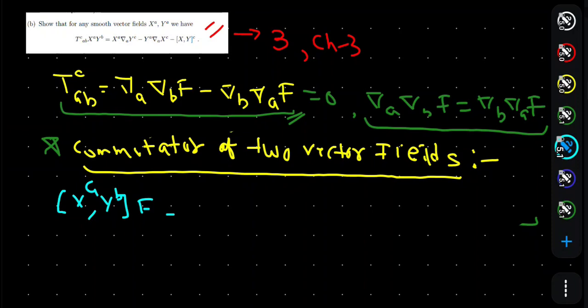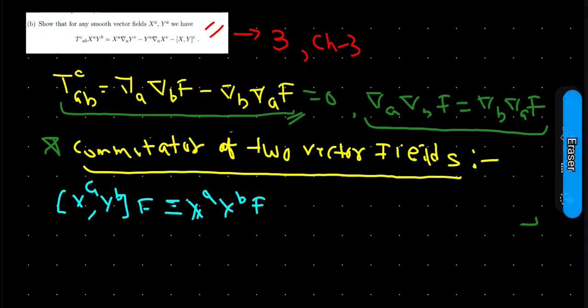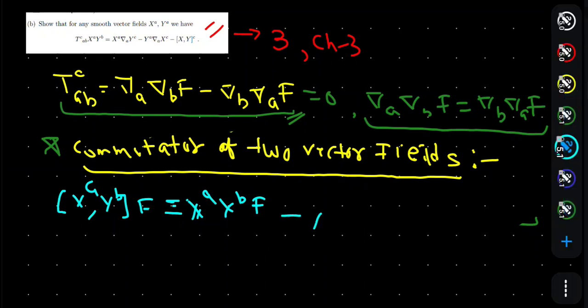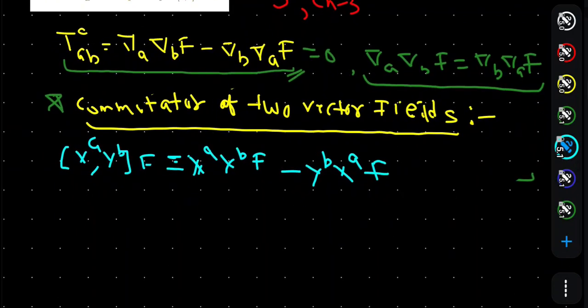So we are going to apply the product rule, which gives first X of A and Y of B on f, then minus Y of B and X of A on this particular function f. This is how we define the commutator. You have also seen the commutator in general relativity and in quantum mechanics. In quantum mechanics you have seen this, maybe in the form of the commutator of the position and the momentum, which is equal to, I guess, i h bar.